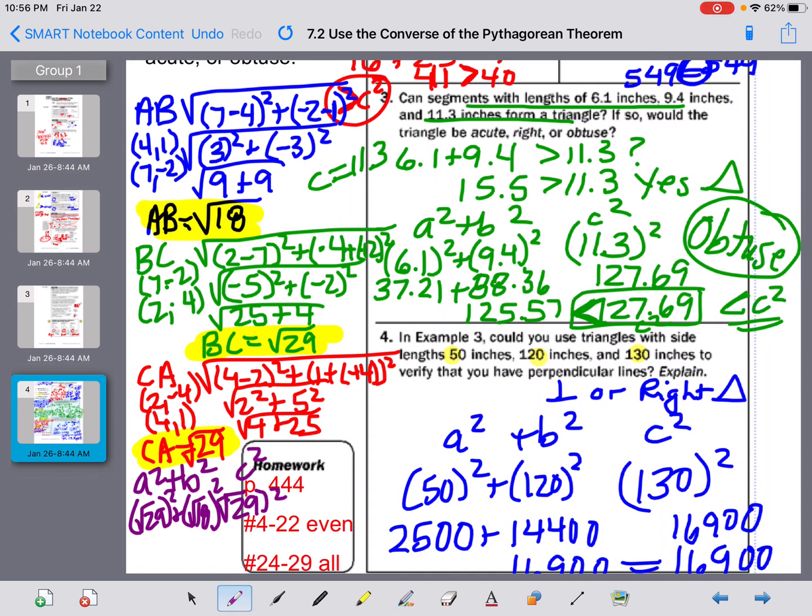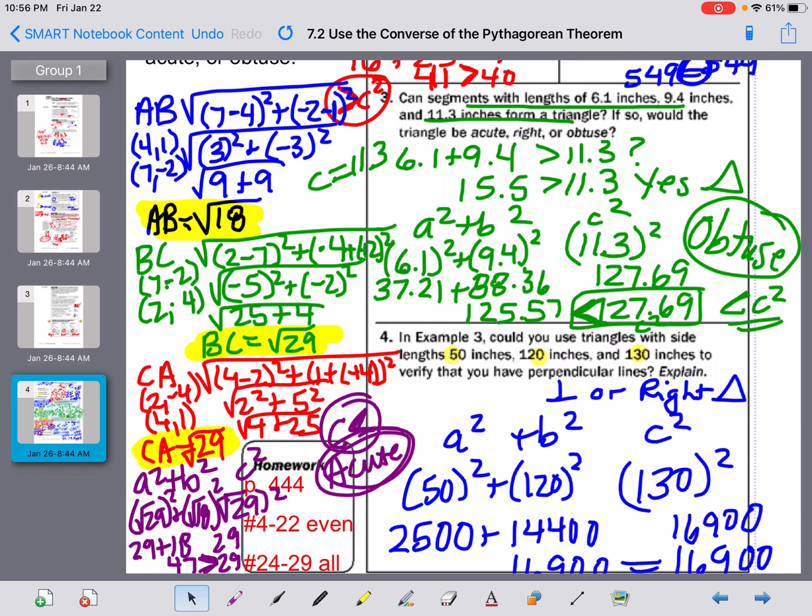If I take the square root of 29 and I square it, what do I get? 29. If I take the square root of 18 and I square it, what do I get? 18. If I take the square root of 29, what do I get? 29. Okay, so it's really nice to just leave them in those square roots, because then when I square them, it comes out nice. 29 plus 18 is 47. And of course we have 29. Which one's bigger? The 47. Remember that 29 was my C, which means my C was smaller than all the rest, which means this triangle is acute. Okay, because the C squared was smaller, I have an acute triangle.